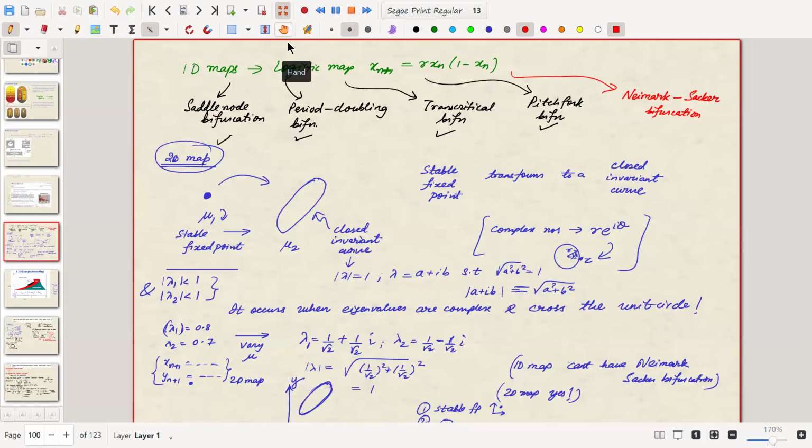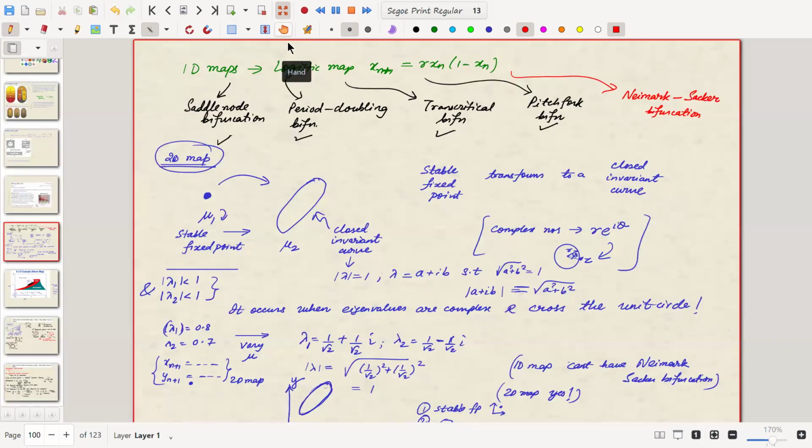So where can it be possible? If you increase the dimension by one more. By increasing the dimension by one, you now have the possibility of the presence of complex conjugate eigenvalues. So now you can have lambda 1 equal to a plus ib and lambda 2 equal to a minus ib, that is, complex conjugates. As you vary parameters, the magnitude of the eigenvalue crosses the unit circle in the complex plane, leading to the formation of a Neimark-Sacker bifurcation.